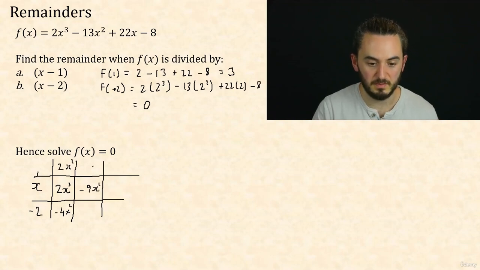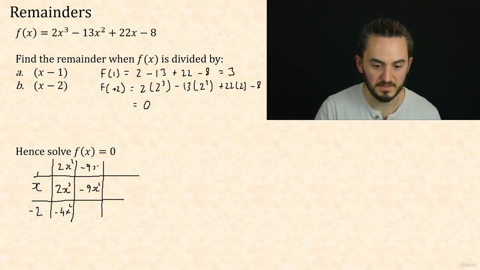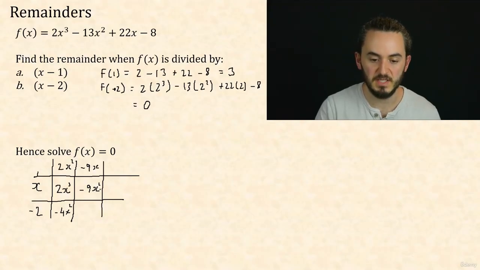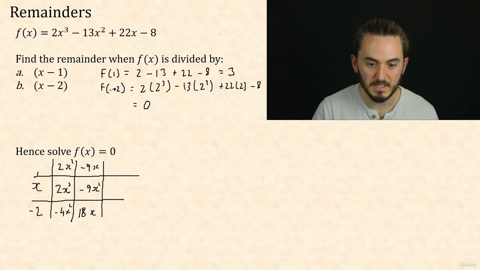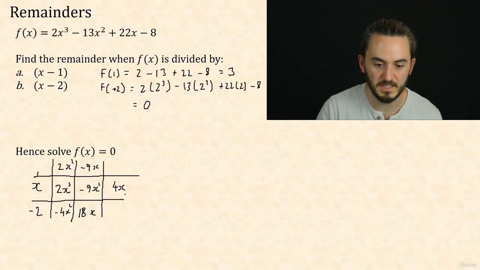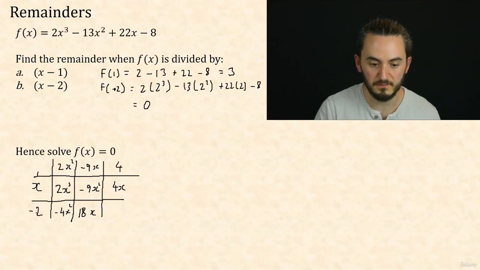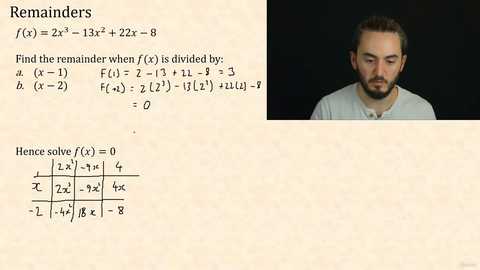Now what must be up here? Well, it must be minus 9x, because minus 9x times x is minus 9x squared. Minus 9x times minus 2 is 18x. Now I needed 22x and I've got 18x, so I must have had another 4x here, which means this must be 4, because 4 times x is 4x. And finally, 4 times minus 2 is minus 8. Quick check. Yep, minus 8, so it works.